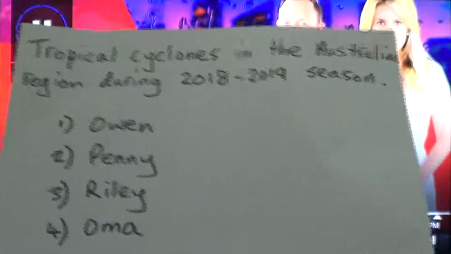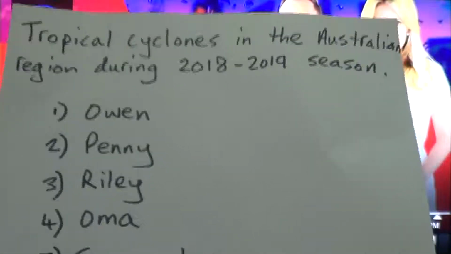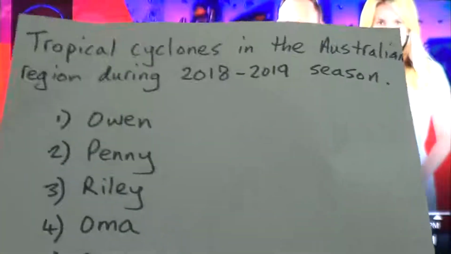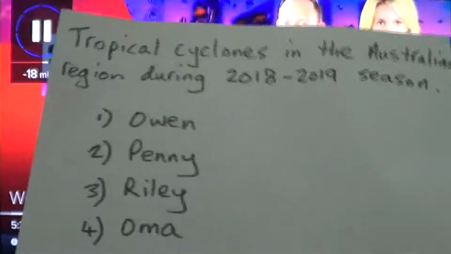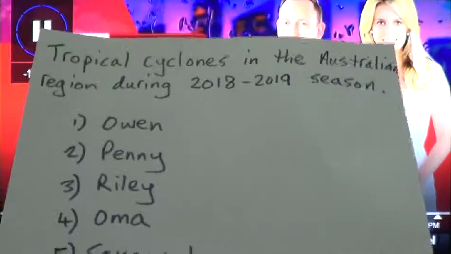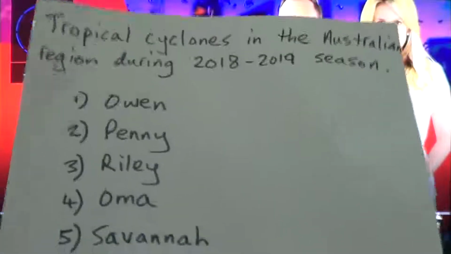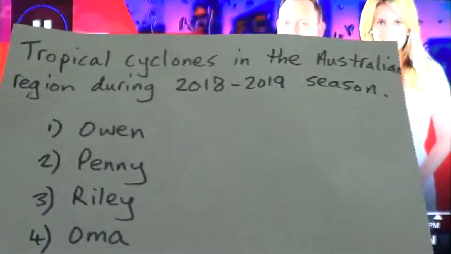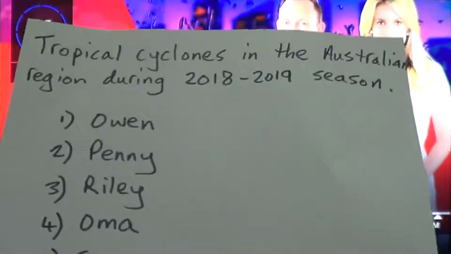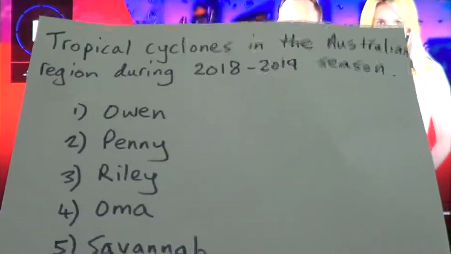I remember back when Cyclone Owen was happening up in the Gulf of Carpentaria, I think he began, and he inspired me to make up a little story with Owen, Penny and Riley, and that's gone back to late last year because our cyclone season starts in 2018 and extends into 2019. And then we had Oma.